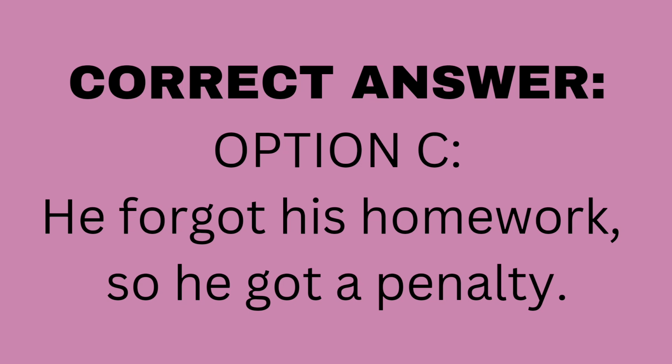The correct answer to that question is in option C. "He forgot his homework, comma, so he got a penalty." The same rule applies here. "So" is a coordinating conjunction. It has to be preceded by a comma. So, "he forgot his homework, comma, so he got a penalty."